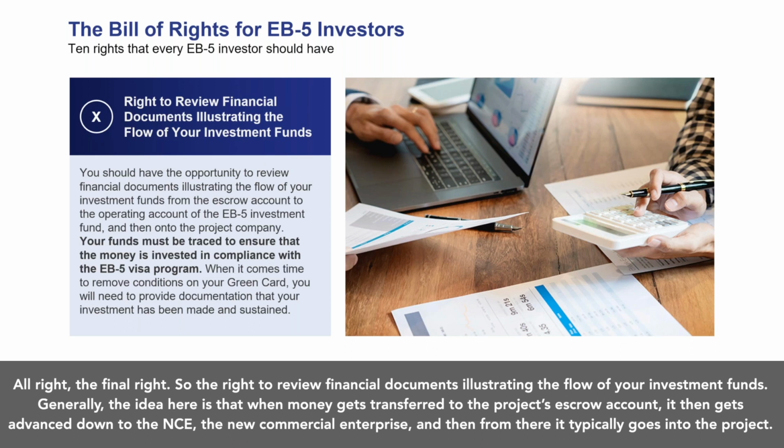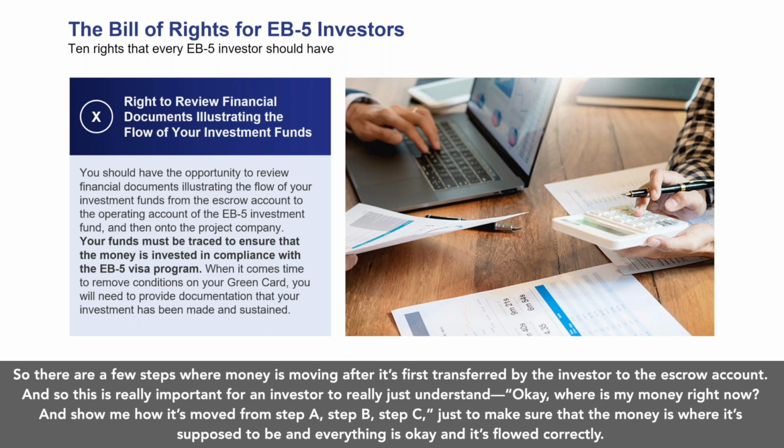Generally, the idea here is that when money gets transferred to the project's escrow account, it then gets advanced down to the NCE, the new commercial enterprise, and then from there, it typically goes into the project. So there are a few steps where money is moving after it's first transferred by the investor to the escrow account. This is really important for an investor to understand: where is my money right now? And show me how it's moved from step A, step B, step C, right?